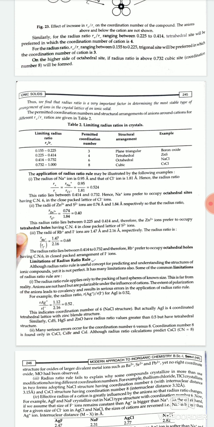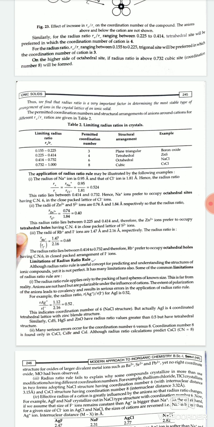Now the next topic is limitations of the radius ratio rule. Although the radius ratio rule is a useful concept for predicting and understanding the structure of ionic compounds, yet it is not perfect. It has many limitations also. Some of the common limitations are: first, the radius ratio rule applies only to the packing of hard spheres of known size. This is far from reality.